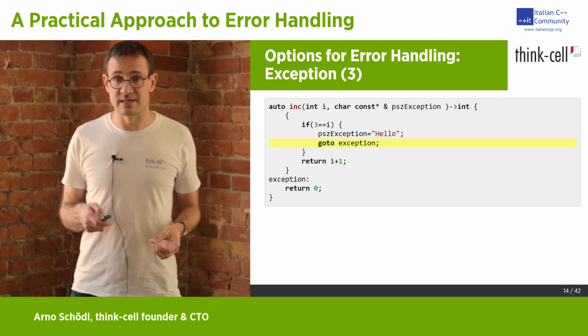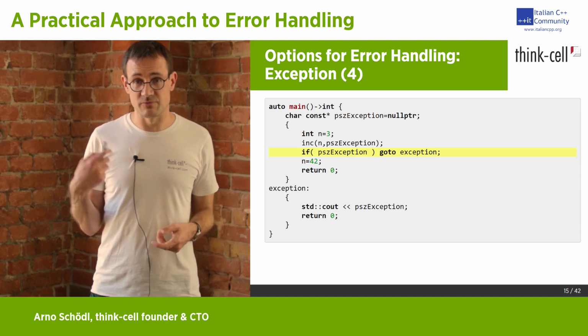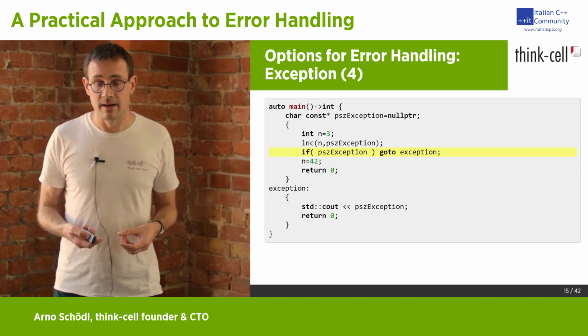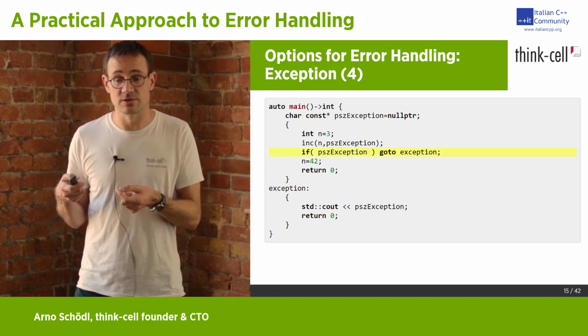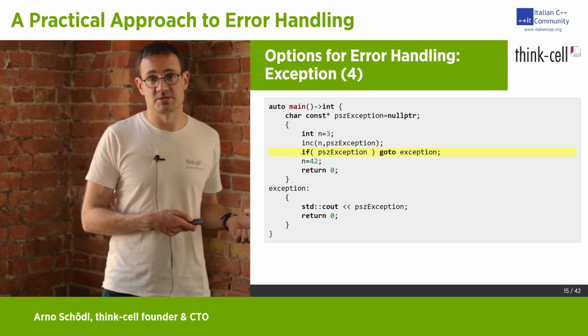But that's not enough. When you are then receiving that exception in main, again, it has the effect of a goto. You're leaving the current control flow and jumping to the exception handler.